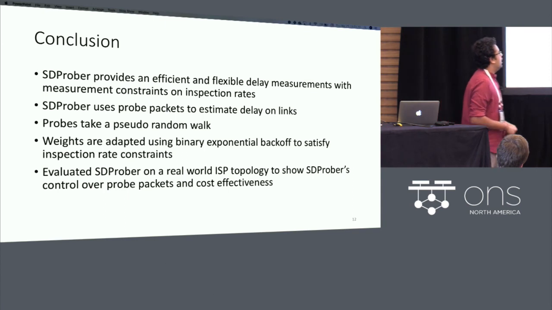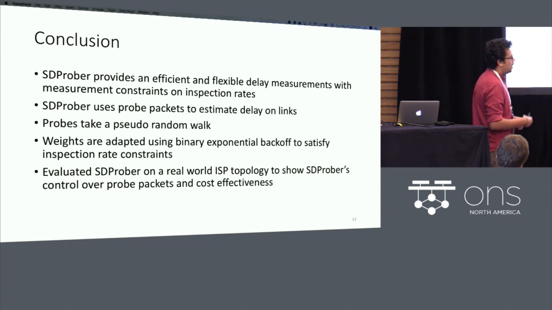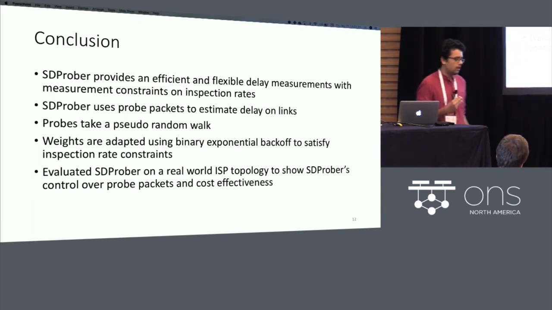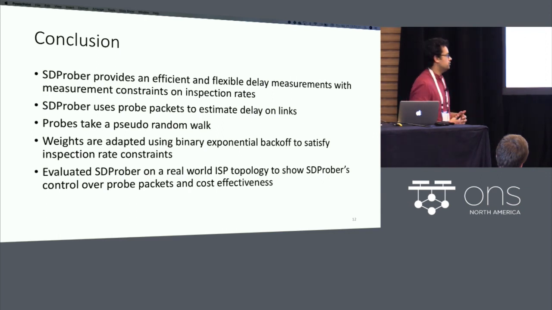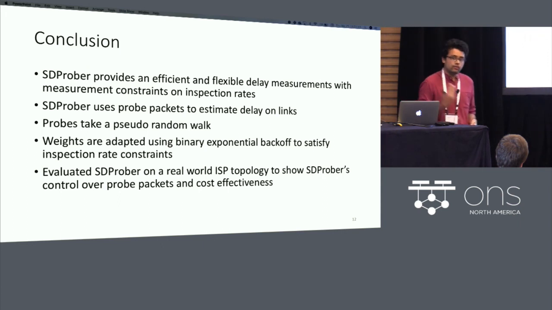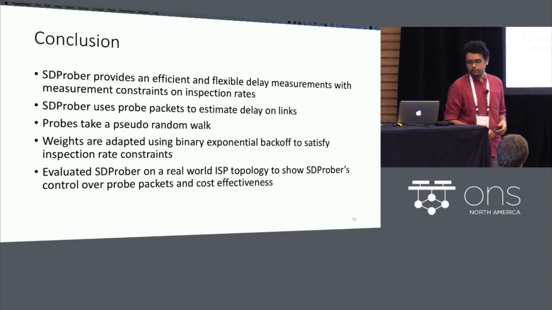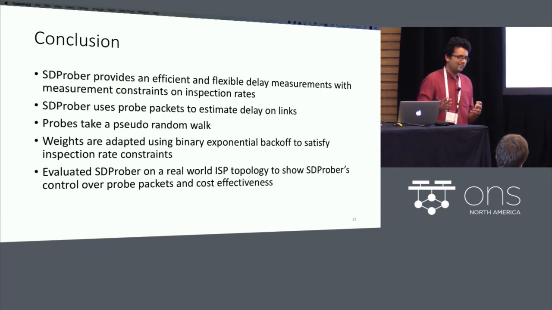So in conclusion, I presented SDProber, which provides an efficient and flexible delay measurement technique in networks which have bounded constraints. SDProber uses probe packets to measure delays in the network. And the probe packets are guided in a random walk function where SDProber adjusts the weights to guide the probe packets in the network. Weights are adapted very frequently using a very simple technique of binary exponential backoff. We evaluated SDProber in a real-world topology and showed that SDProber has control of the probe packets, and it's also cost-effective. I hope I'm motivated enough to read the paper so that it'll be great.